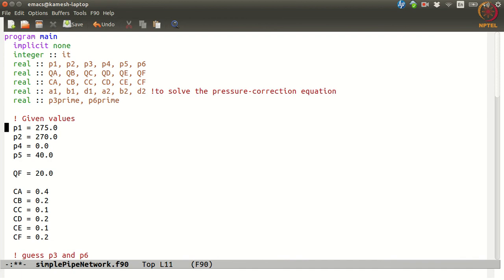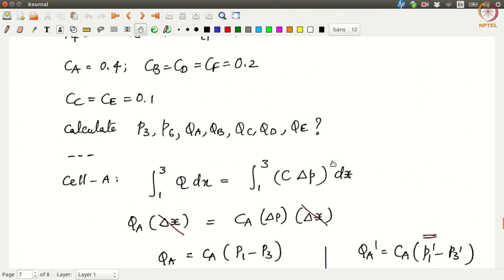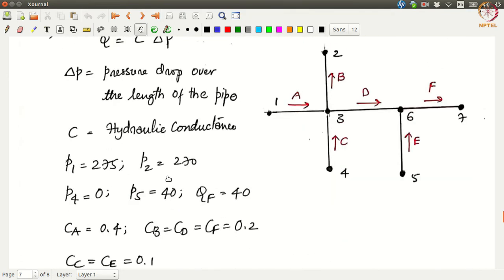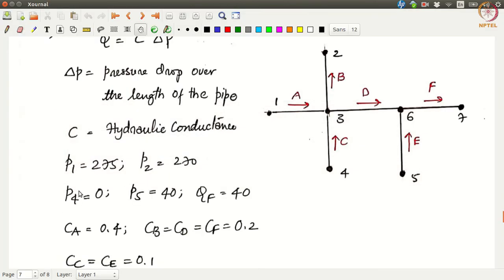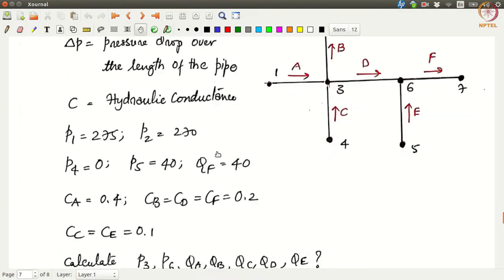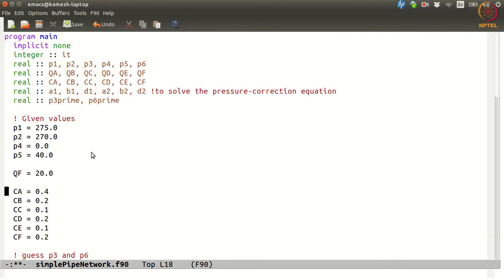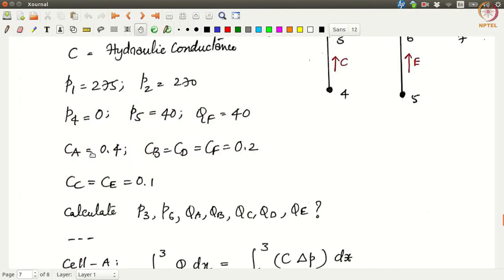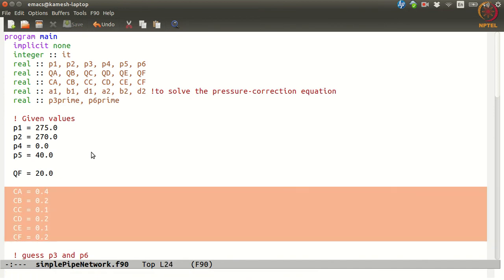Then what were the given values? Given values for P1 and P2 are 275 and 270. So P1 is 275, P2 is 270, P4 is 0, right? P5 is 40, and then QF is 20, right? Then CA to CF, all these values I have written out here. CF is 0.2. Okay, so these are the hydraulic conductance values.